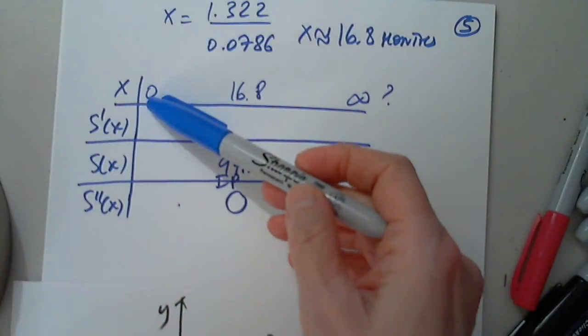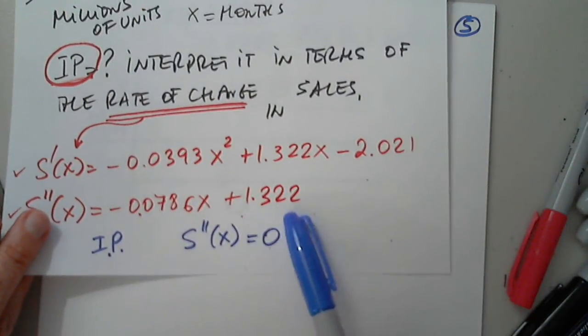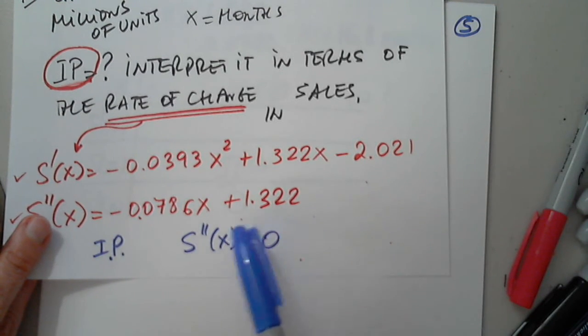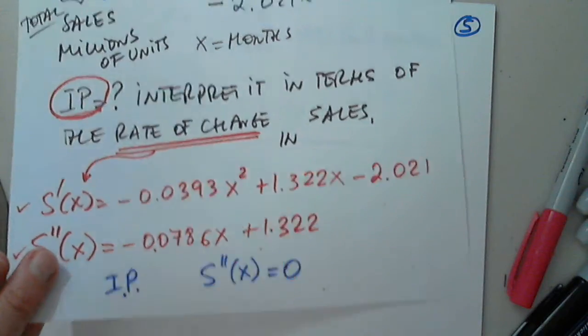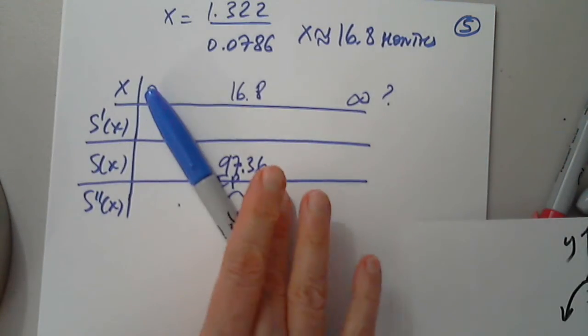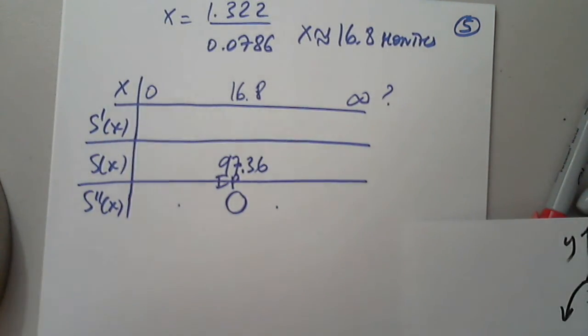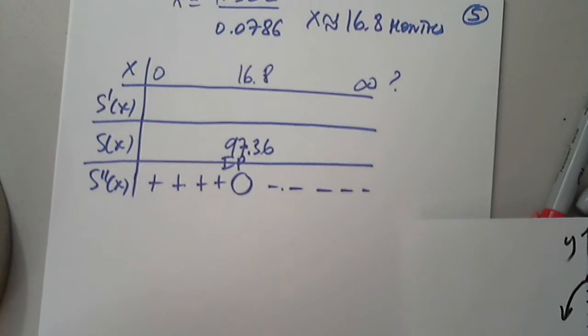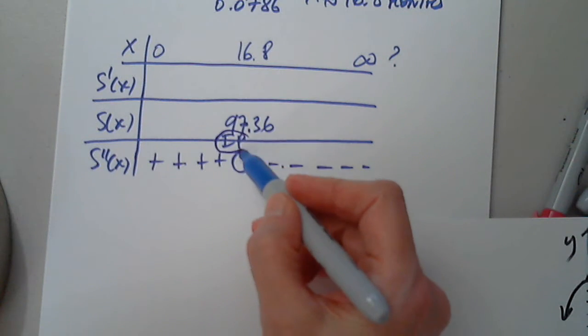Let's plug in 0. If I plug in 0, what is the sign of the answer? I just care about the sign. I don't care about the number. Of course, as expected, positive and negative. This is the sign of the second derivative. So now this is guaranteed to be an inflection point.